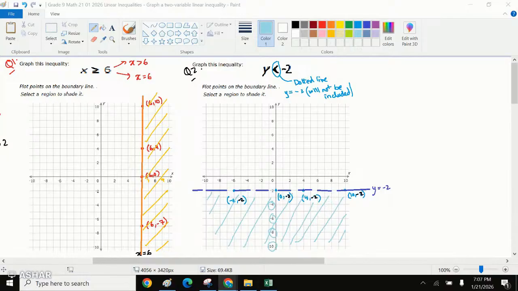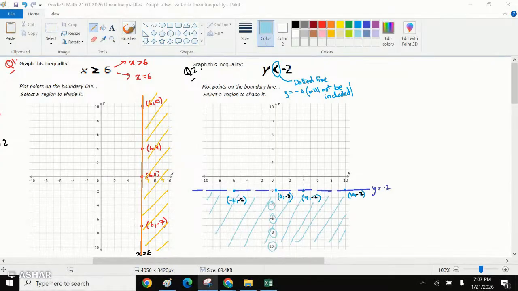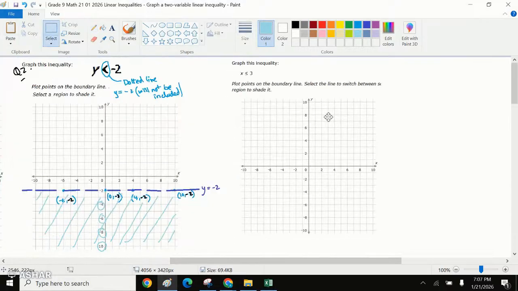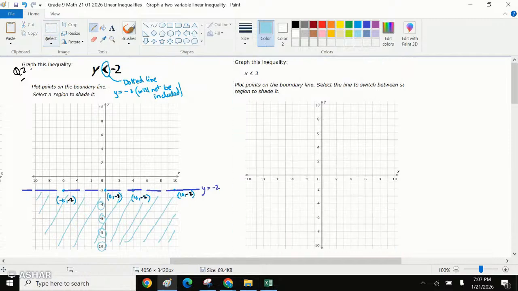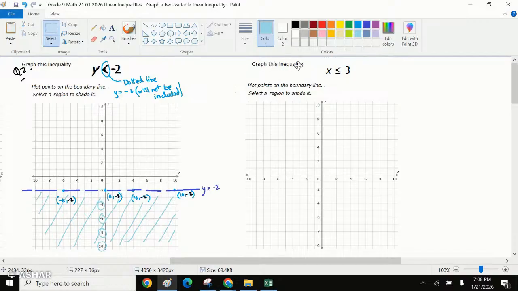Question number 3 says, let me just copy. Graph this inequality, plot the points, select the dotted line. Just a moment, please. Okay, for question number 3, it gives us this given information. Plot the points on the line. This is the given inequality. They're saying we need to draw it on the graph.